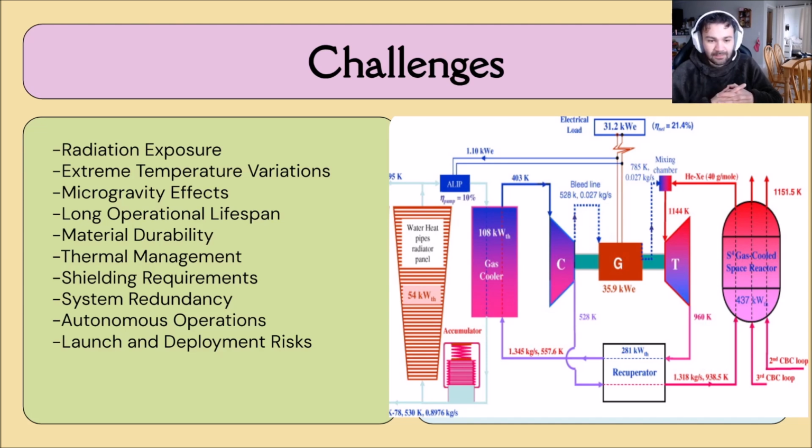Thermal management, we talked about that. Shielding requirements, so shielding from space, and shielding from the power plant itself, from the nuclear reaction to begin with. It should have system redundancy, making a lot of systems for fail-safe purposes, so if something goes out, there's a backup system. Autonomous operation.